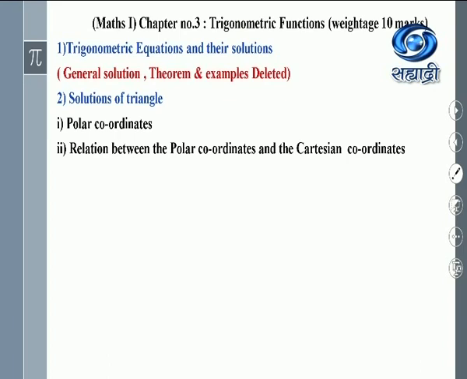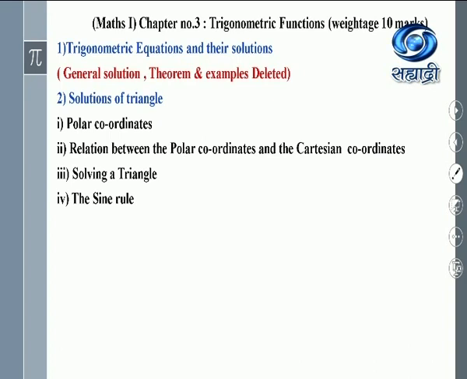Second is the relation between the polar coordinates and the Cartesian coordinates. The Cartesian coordinates you have already learned, and this also represents the position of the point in the plane, but the polar coordinates and the Cartesian coordinates are two different systems. So we study the relation between those. The third is solving a triangle.